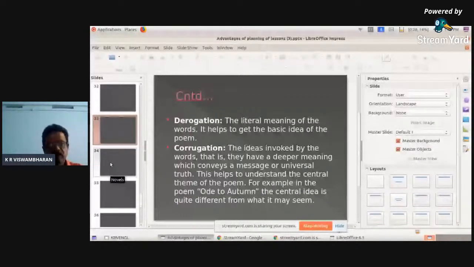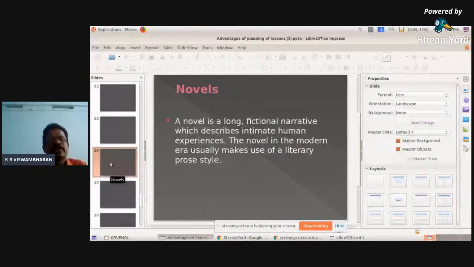Now let us pass on to novels. What is a novel? A novel is a long fictional narrative which describes intimate human experiences. The novel in the modern era usually makes use of a literary prose style. You know about modern poems or modern novels, and they usually make use of a literary prose style.